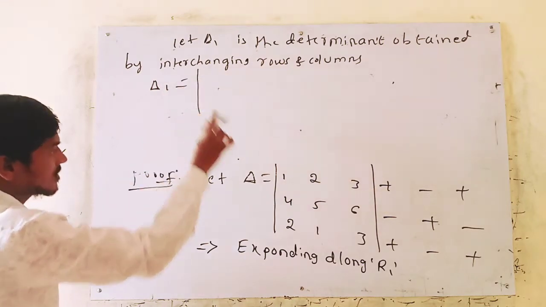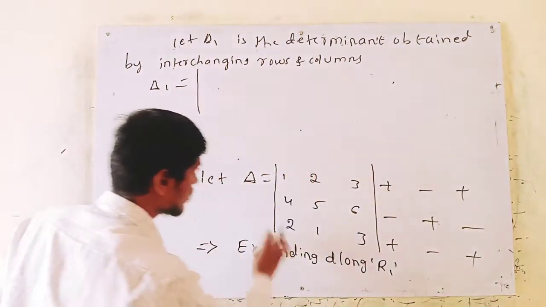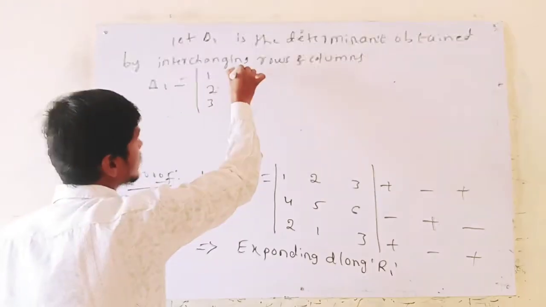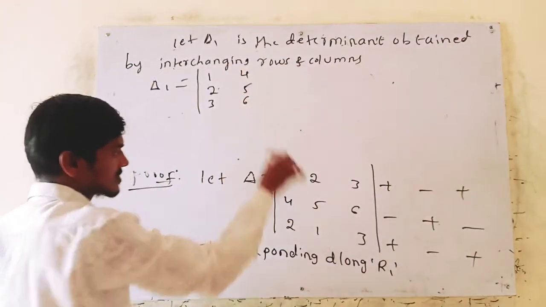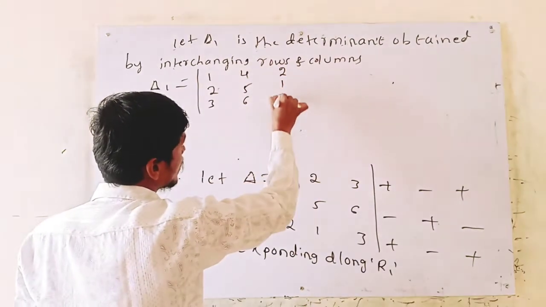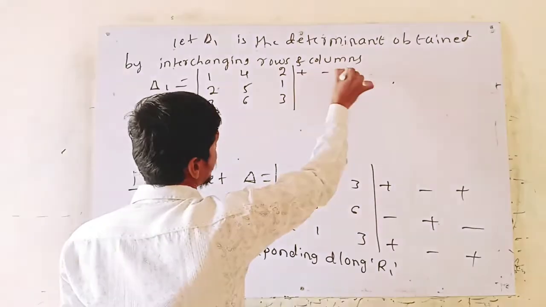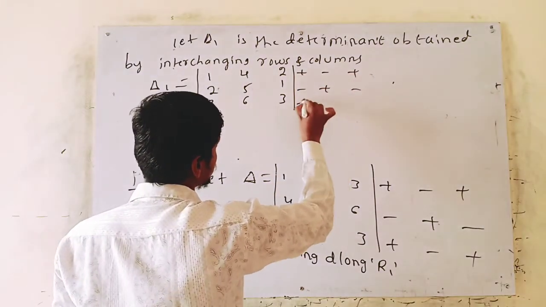Delta 1 is nothing but these rows changed into columns. That is 1 2 3, the first row is the first column. This one 4 5 6, this one 2 1 3. Find this value now. That is your plus minus plus minus plus minus plus minus plus.